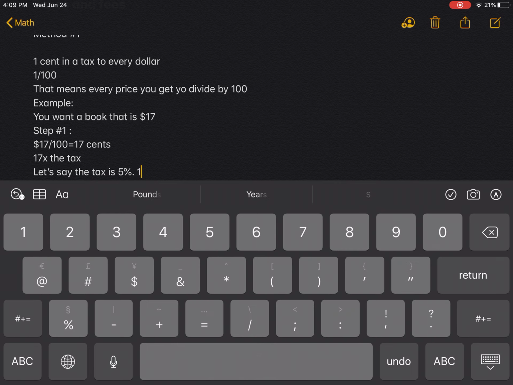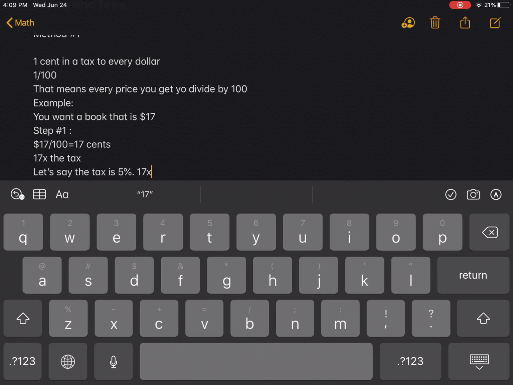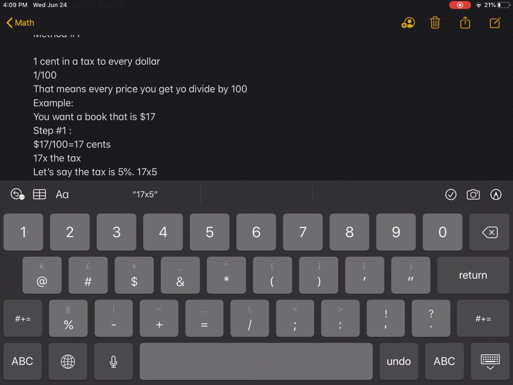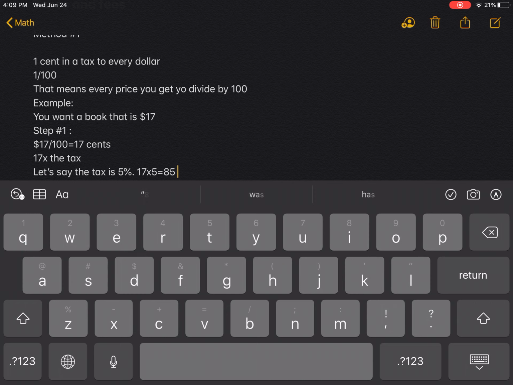You do 17 times 5. And that's going to equal, as you know, 5 times 10, that's 50. Then you do 5 times 7, which is 35. And that's going to be 85. It's going to be cents because it was 17 cents times 5.